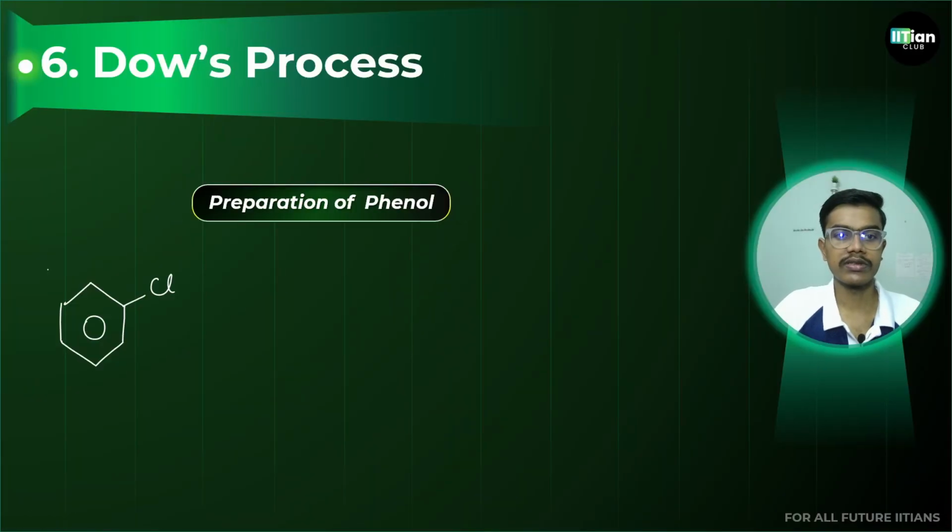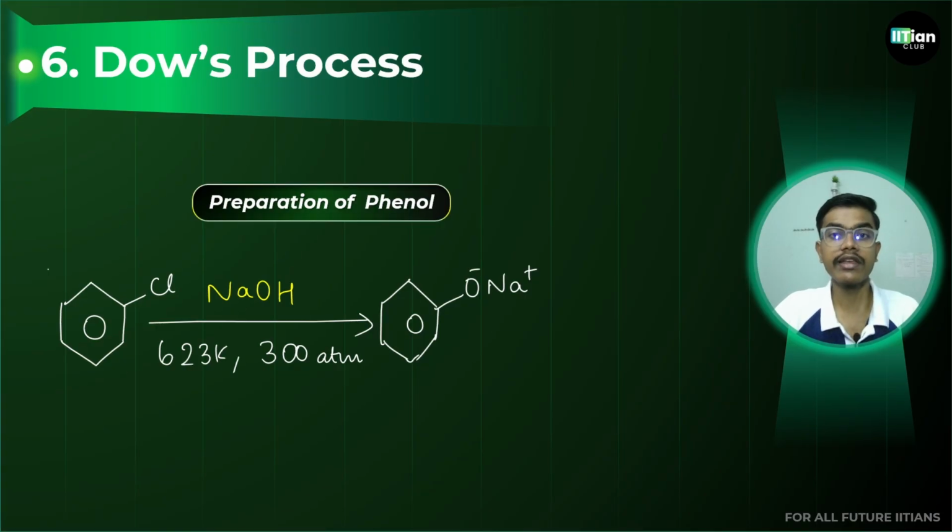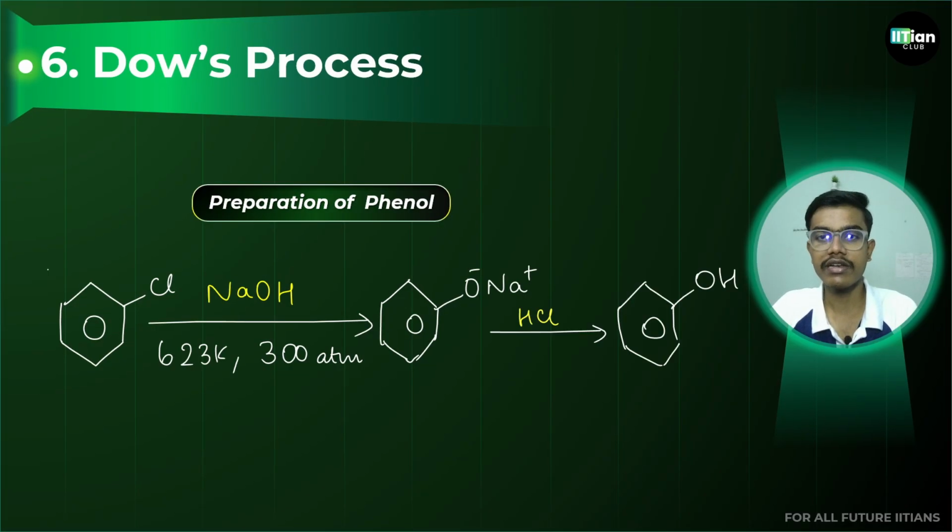Then we have Dow's process, which is preparation of phenol from chlorobenzene. When you are fusing chlorobenzene with NaOH in drastic conditions like 623 Kelvin and 300 atmospheric pressure, we will be getting phenoxide ion, and then when we are reacting with acid like HCl, we will be getting the final phenol.